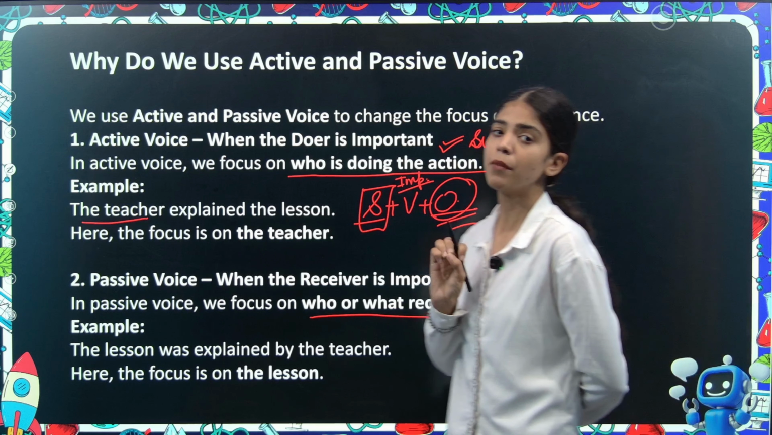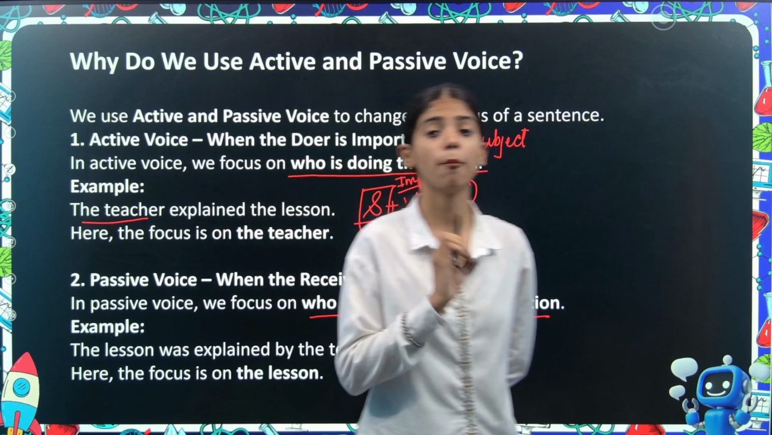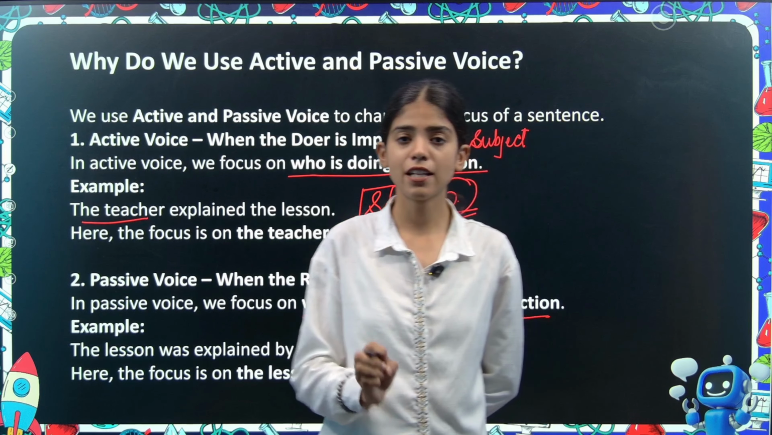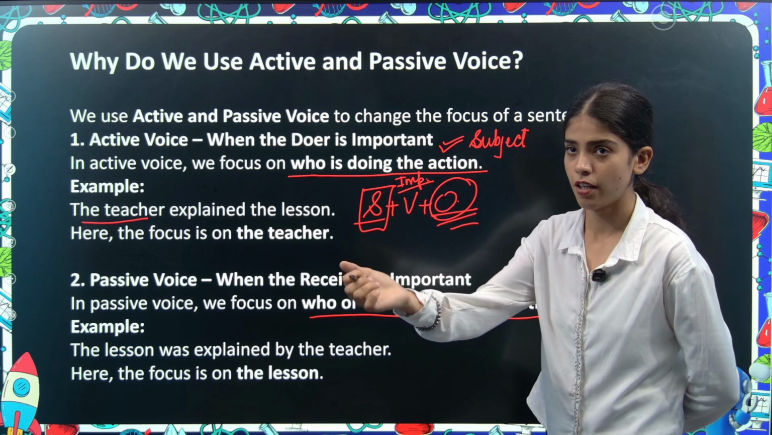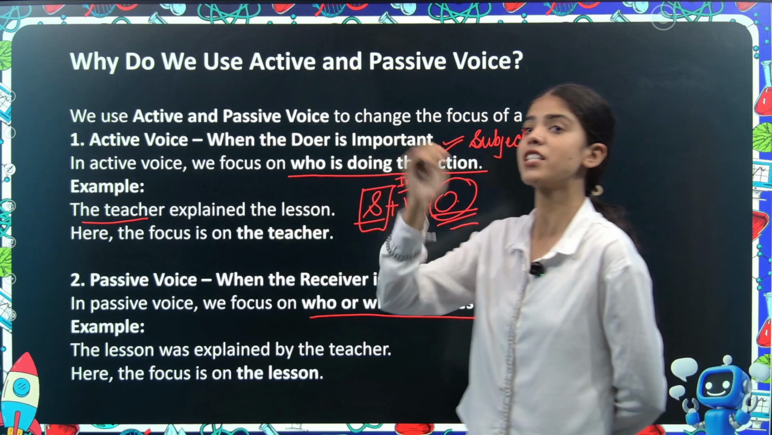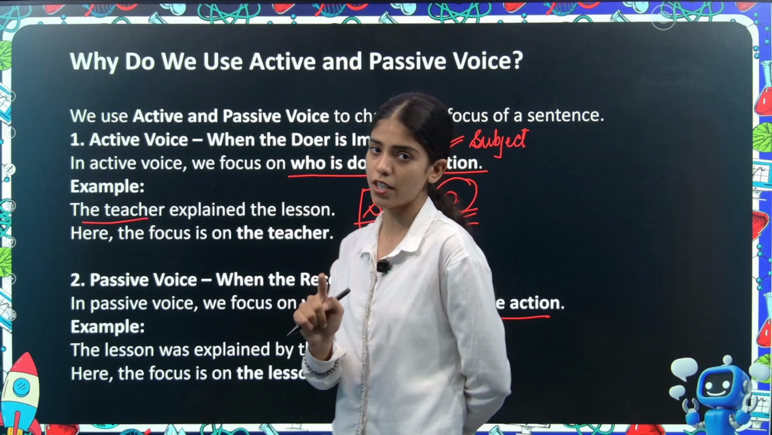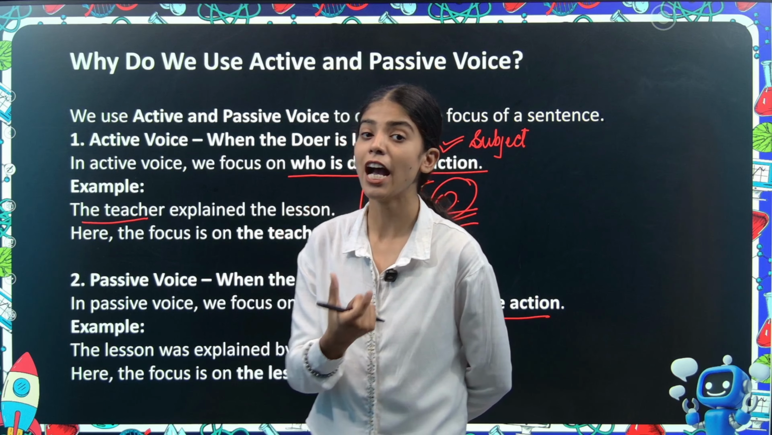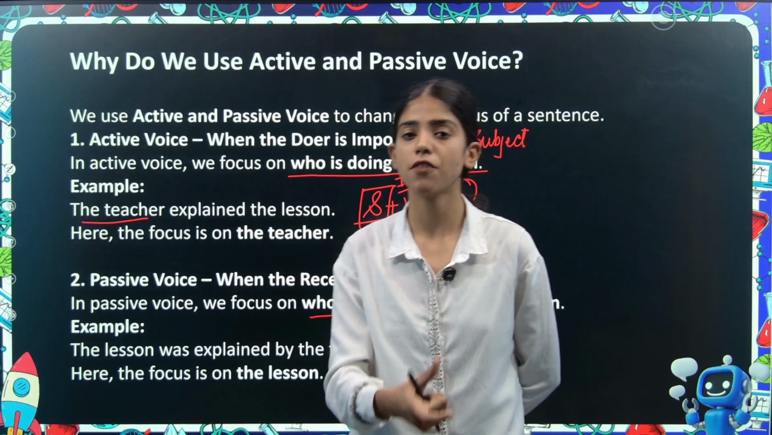So receiver can be anything, living or non-living, and in passive voice we are giving importance to the receiver, that is who or what is receiving the action of the doer. Whatever the doer is doing, who is receiving that action. So in passive voice, if we are giving importance to the receiver, then we have to write the receiver first and we have to shift our doer to the end.